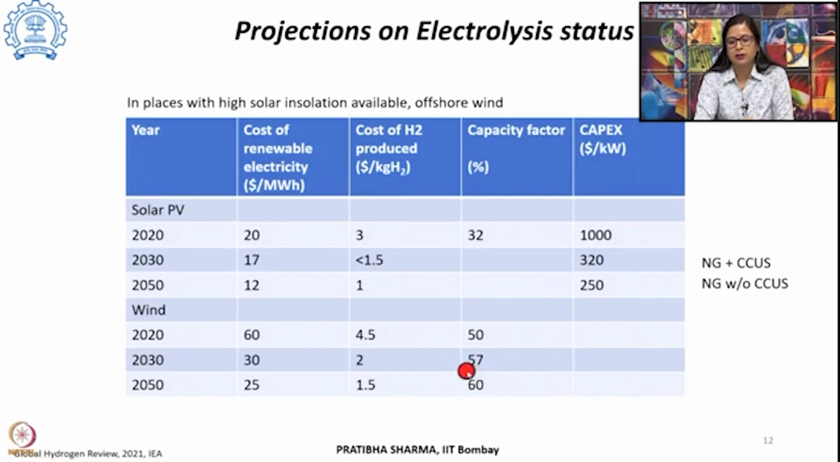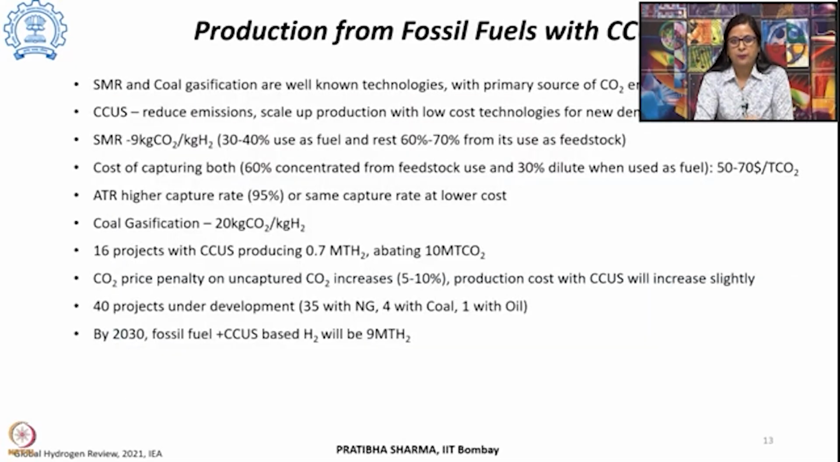Considering the capacity factor of 57%, with wind turbines which are larger in size, in 2050 the renewable electricity price may go down to $25 per megawatt hour, resulting in the cost of hydrogen being $1.5 per kg, considering a capacity factor of 60%. So, this is how the scenario will change.